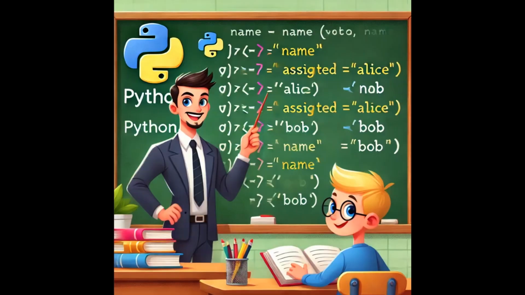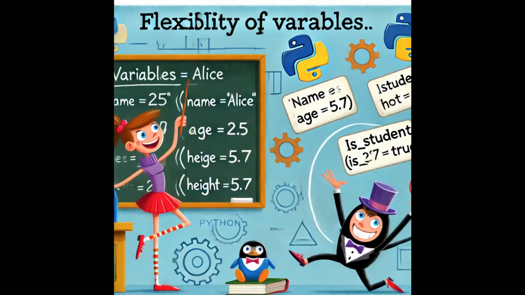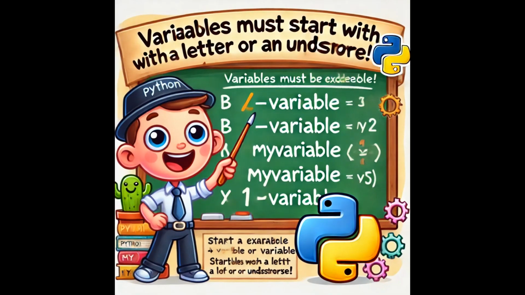Explanation. 1. The variable name is first assigned the value Alice. 2. Then the value of the variable is changed to Bob. 3. When you refer to the variable after the change, it returns the new value. Variables in Python are flexible and allow you to work with data as is convenient.